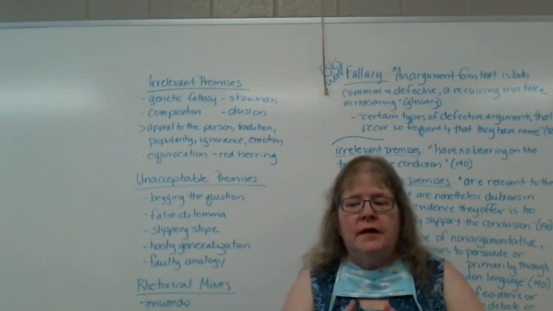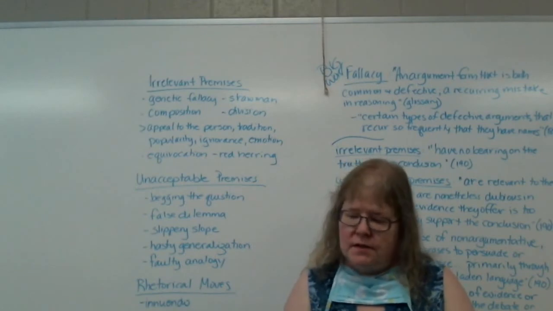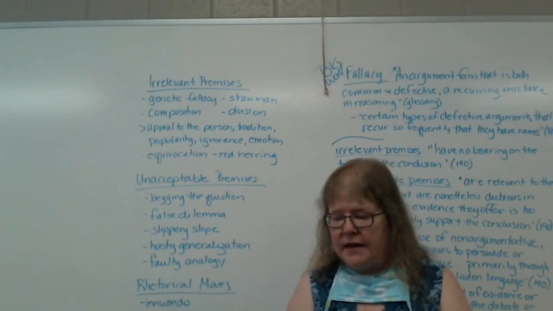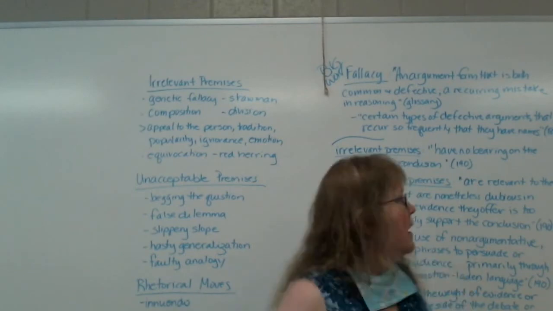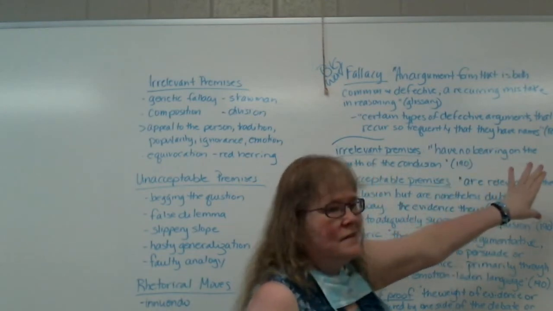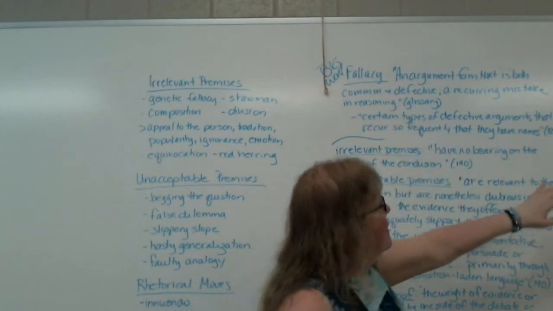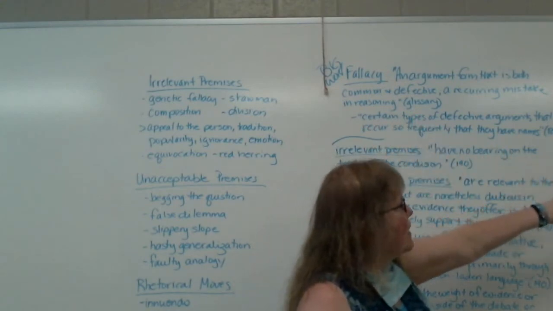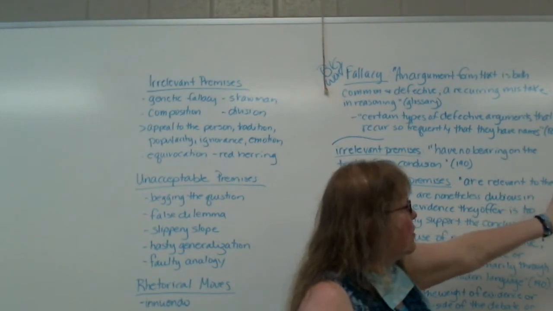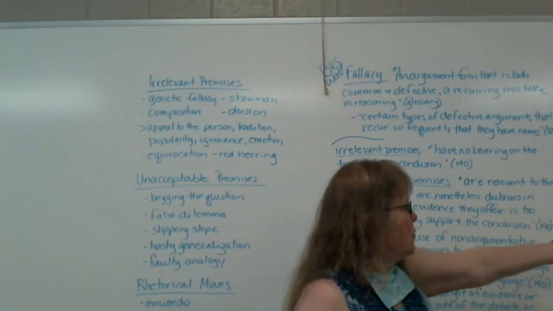Today we're going to be learning about Chapter 6 in The Power of Critical Thinking, 7th edition, and this is a chapter called Fallacies and Persuaders. A very short, this is kind of non-representative of how long it's actually going to take me today. Fallacies that are irrelevant premises, fallacies that are unacceptable premises, and persuaders known as rhetorical moves.